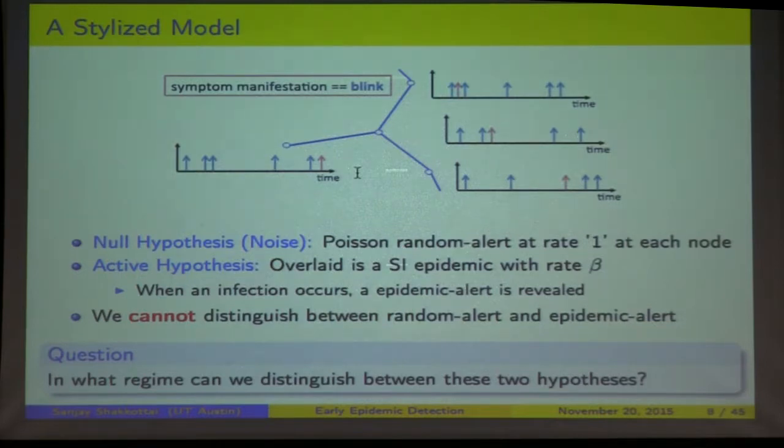But every node still shows exactly one thing and no more. Can we distinguish between these two? Or in what regime can we distinguish between these? Is the abstract question clear here? Perfect.